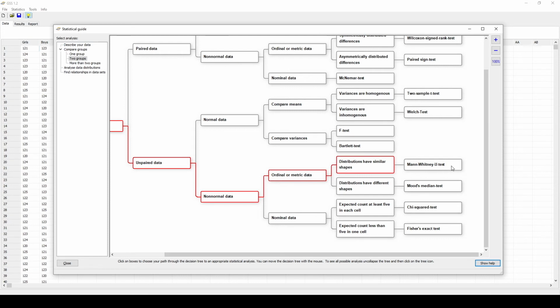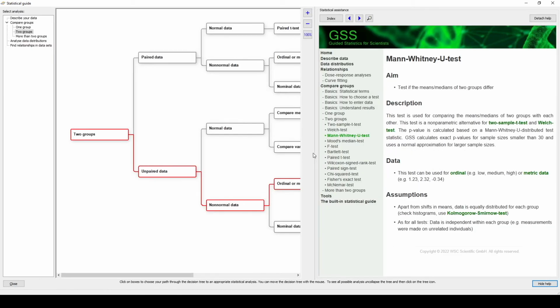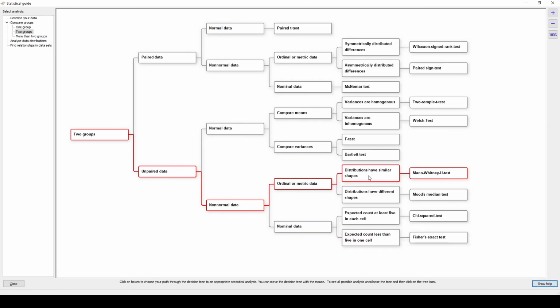Then we find that Mann-Whitney U-test is the test we should use. That is, for our question and data, the appropriate test is Mann-Whitney U-test. If we were unsure about the similarity of data distribution in girls and boys and wanted to be on the safe side, we could also have chosen Mood's median test. If instead we had looked at the distribution of the data and had found that they are indeed normally distributed, we would have moved up here in the flowchart towards parametric tests, such as two-sample t-test.